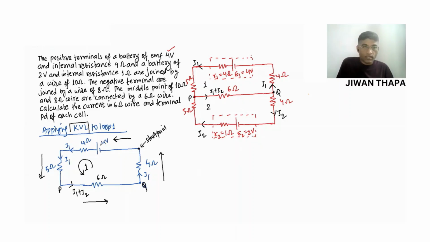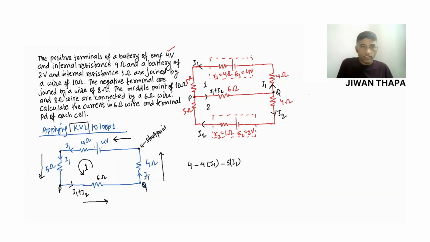Now, in this cell, we move from negative to positive, that is from low potential to high potential. So EMF is taken as positive. So we have plus 4 volt. And for this resistance, we are moving along the direction of current I1. If we find the product 4 times I1 by moving along the direction of current I1, then this is taken as negative. And for this branch, we are moving along the direction of current I1, and if we find the product 5 times I1, then this is taken as negative.